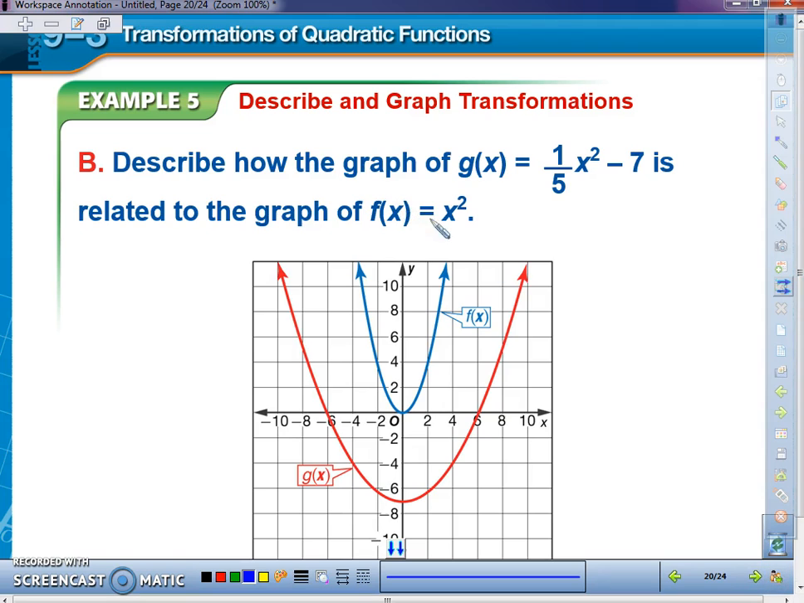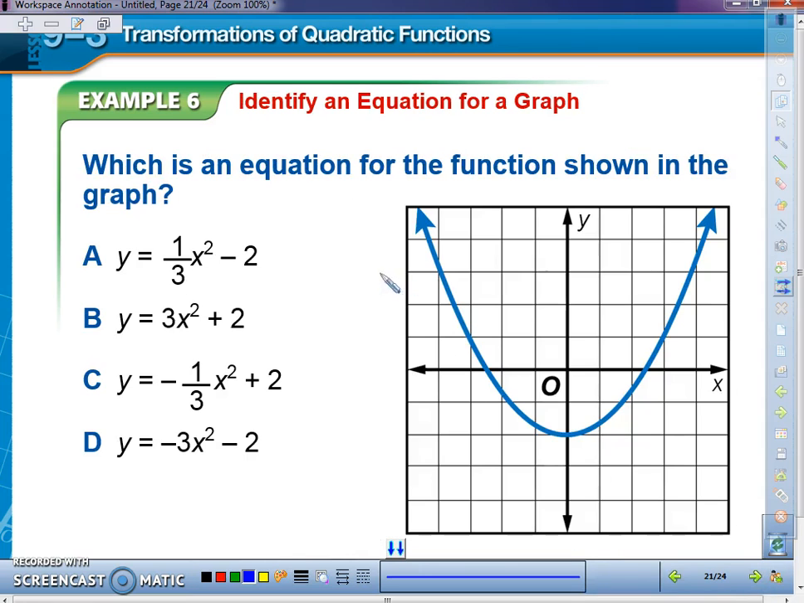Okay, so describe this. We have this and this is different. So the 1/5 is going to tell me that it's a compression, and the -7 tells me it's moved 7 units down.